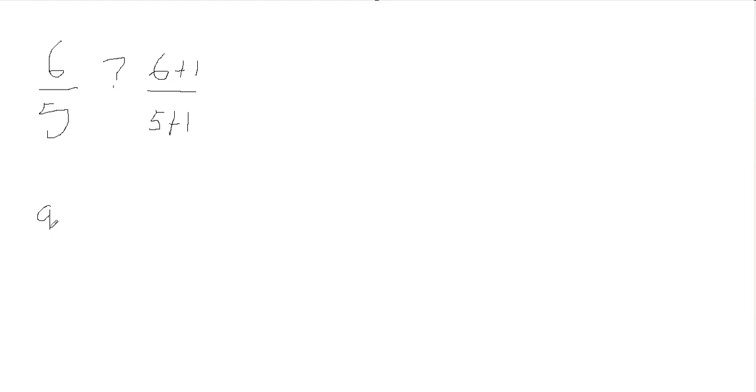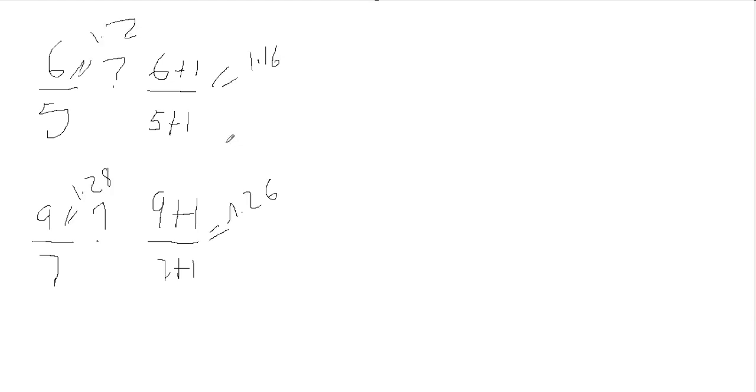Let's say I have 9 over 7, and the question is, is it bigger? A comparison: 9 plus 1 over 7 plus 1. Let's take the calculator just to see. Here's what I find: 6 over 5 is 1.2, and 6 plus 1 over 5 plus 1 is 1.16, so the first is bigger. 9 over 7 is 1.28, and 9 plus 1 over 7 plus 1 is 1.26.